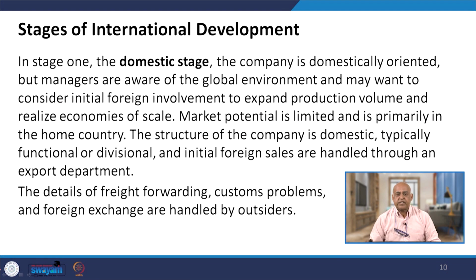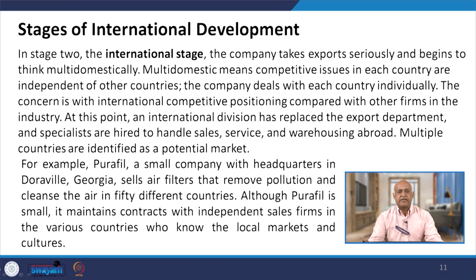In stage 1, the domestic stage, the company is domestically oriented, but managers are aware of the global environment and may want to consider initial foreign involvement to expand production volume and realize economies of scale. The market potential is limited and is primarily in the home country. The structure of the company is domestic, typically functional or divisional, and initial foreign sales are handled through an export department. The details of freight forwarding, customer problems and foreign exchange are handled by outsiders.